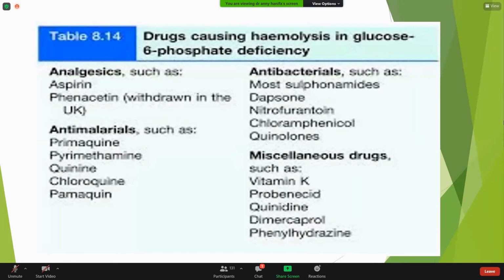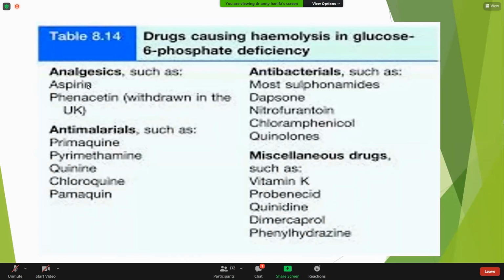Now, this is the list of the drugs which cause hemolysis in G6PD deficiency. And whenever a patient is diagnosed with G6PD deficiency, we have to give the list of the drugs to the patient, and they should be carrying this list whenever they visit a doctor, because these drugs should not be given in these patients. Otherwise, it will induce acute hemolysis in such patients and result in severe anemia.